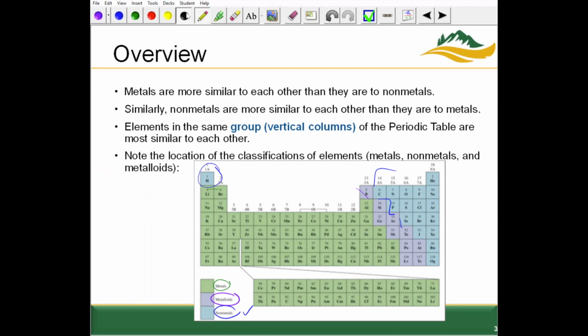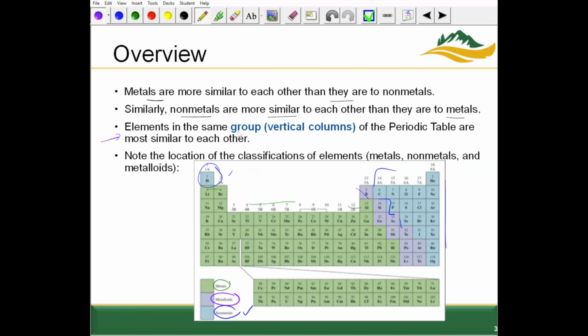So metals are more similar to each other than they are to non-metals. Similarly, non-metals are more similar to each other than they are to metals. So from these first two bullet points, we could say that metals are more similar to one another, as well as non-metals are more similar to one another than they are to metals. This third bullet point, though, is also extremely important.